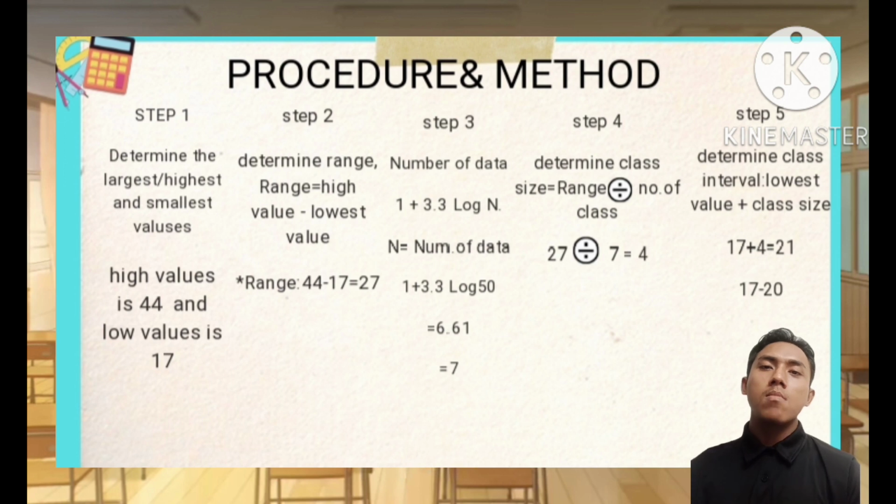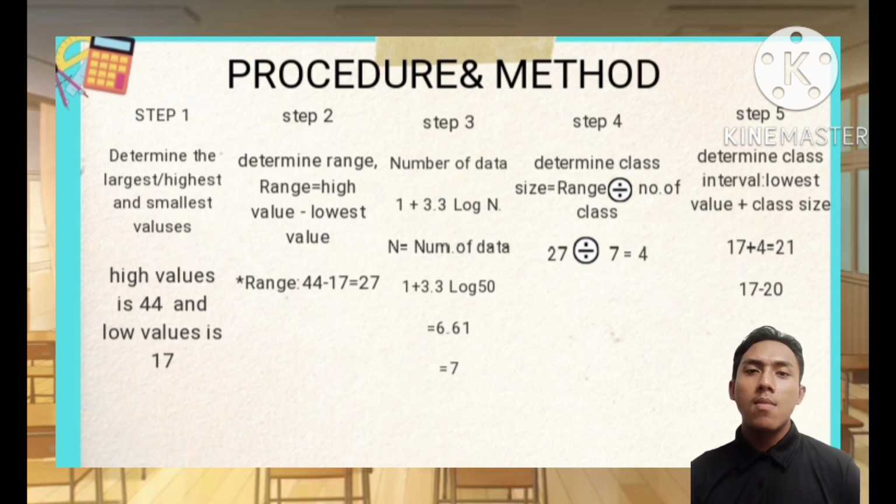Step 1. Determine the largest or highest and smallest values. The high value is 44 and the low value is 17, which are in the table. Step 2. Determine the range. Range is the high value minus the low value. For the answer, 44 minus 17 equals 27.